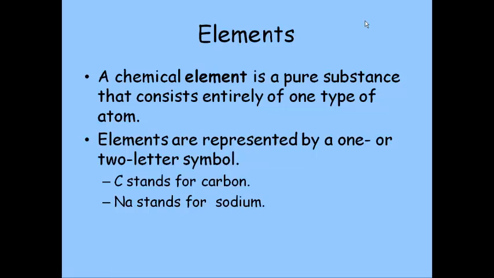Now let's talk for a second about elements. A chemical element is defined as a pure substance that consists entirely of one type of atom. Elements are represented by one or two-letter symbols. So for example, C stands for carbon. Carbon is an element. It's a pure substance. There are only carbon atoms. You cannot have any other atom and call it carbon other than a carbon atom, and it has a specific number of protons and electrons. If it doesn't have that number of protons and electrons, then it's not carbon. And Na stands for sodium. So we have one- or two-letter symbols that represent these elements.